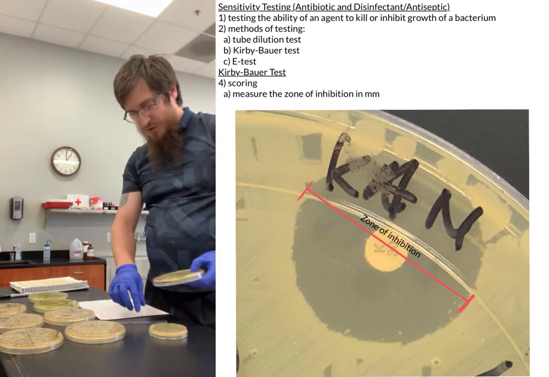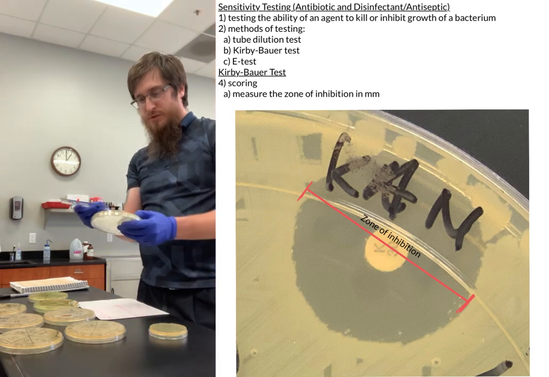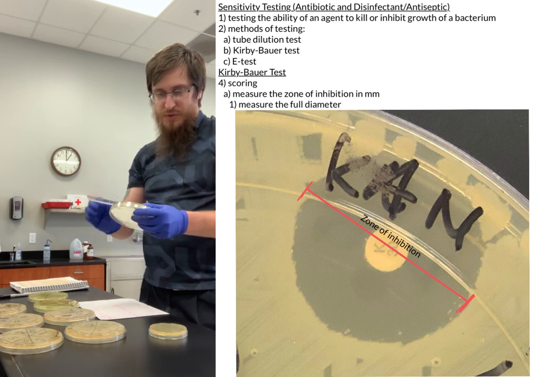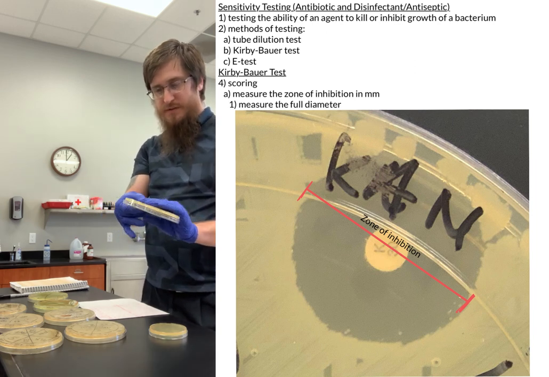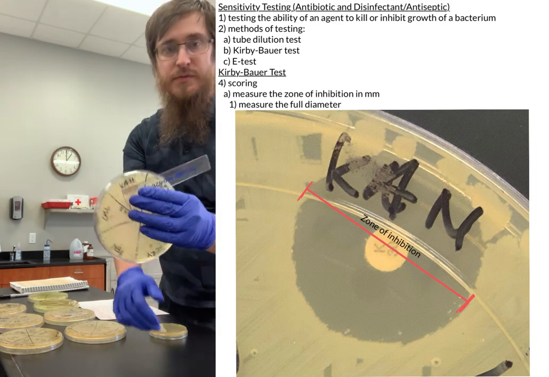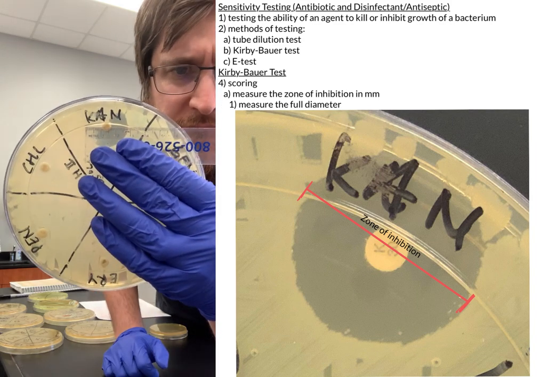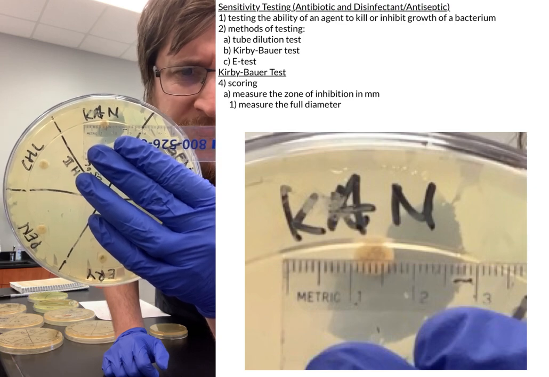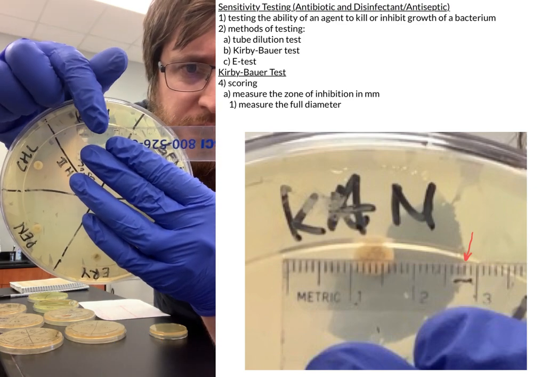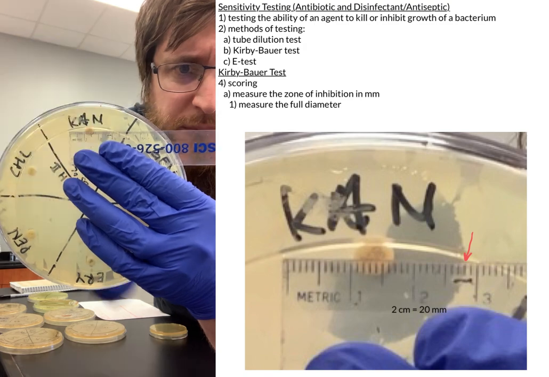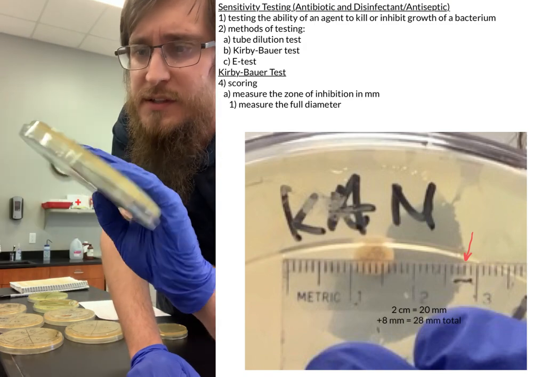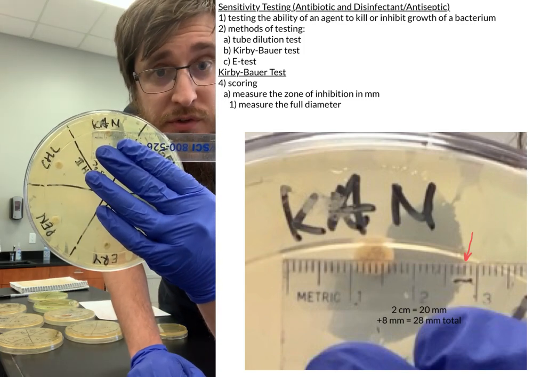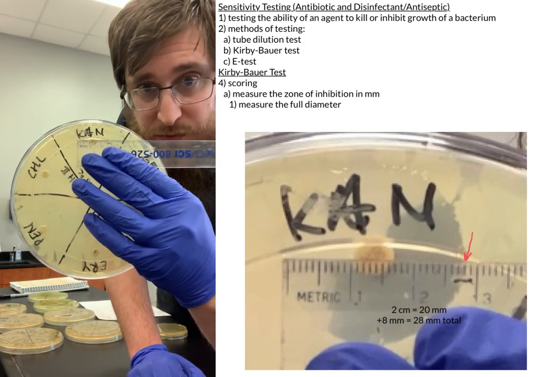To measure that, I'm going to take my ruler, put it across, and measure out the full diameter. All the way from one end to the other, it looks like that's coming out to just about 28 or something like that. We've got our 2, that's our 3, so a little bit before 28, 29, something like that. It's a bit hard to see holding it that way. But that would be my zone of inhibition measurement for this one.